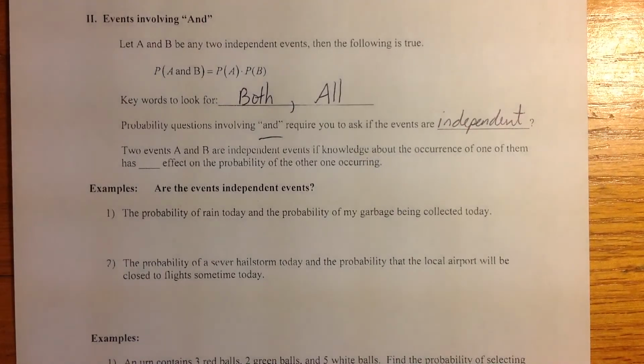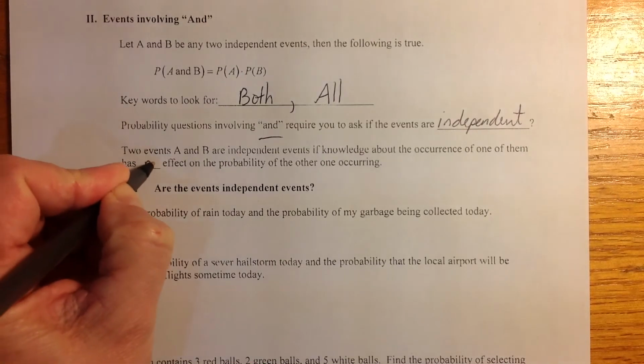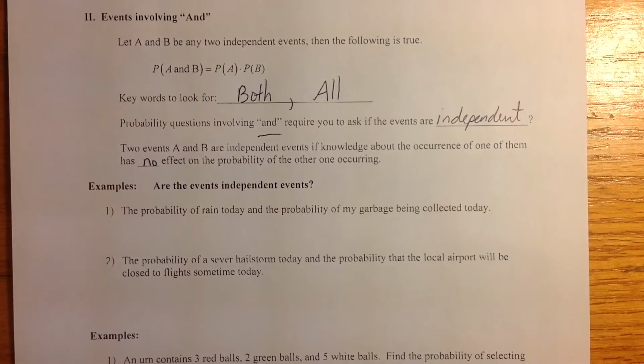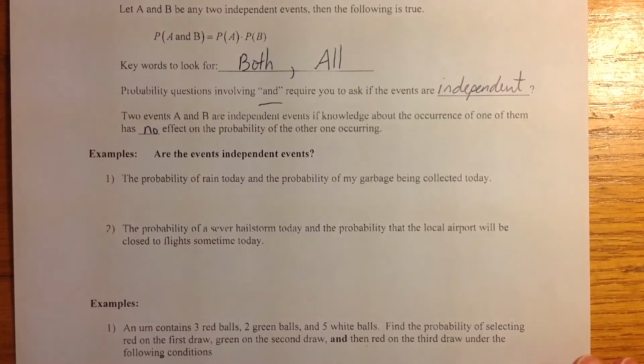Two events, A and B, are independent events if knowledge about the occurrence of one of them has no effect on the probability of the other one occurring. So let's just answer some questions here. Let's look at some scenarios and see if they're independent events.